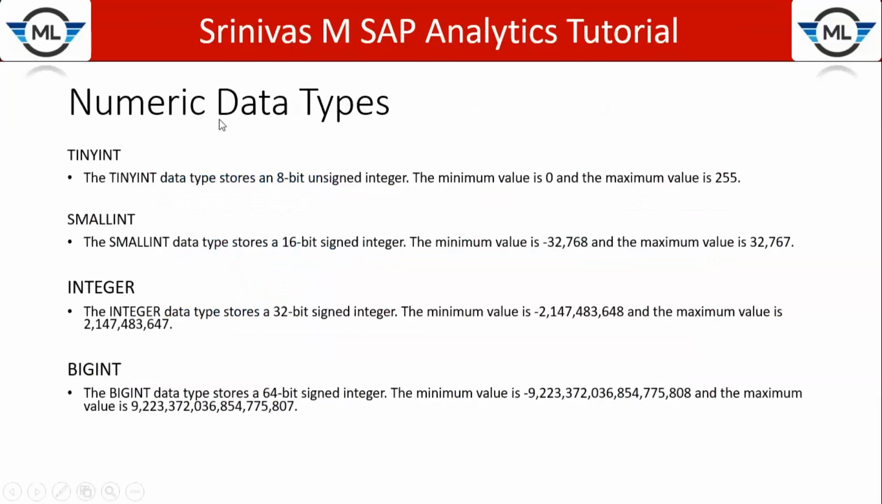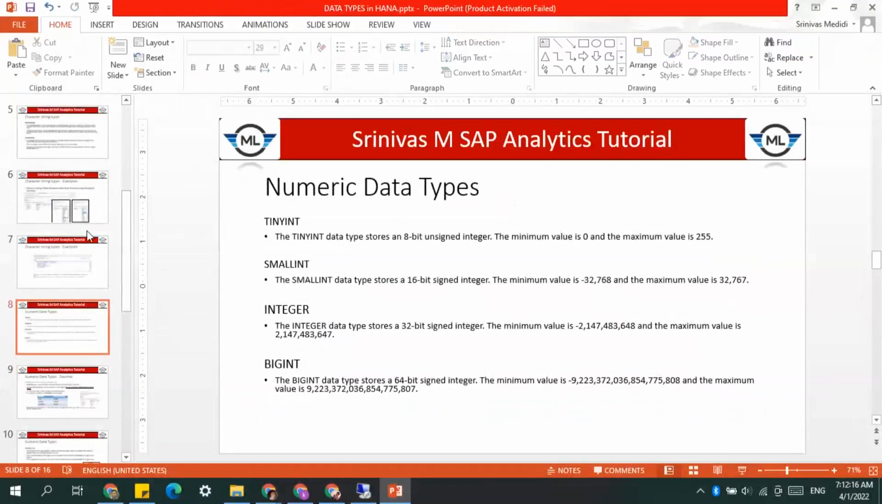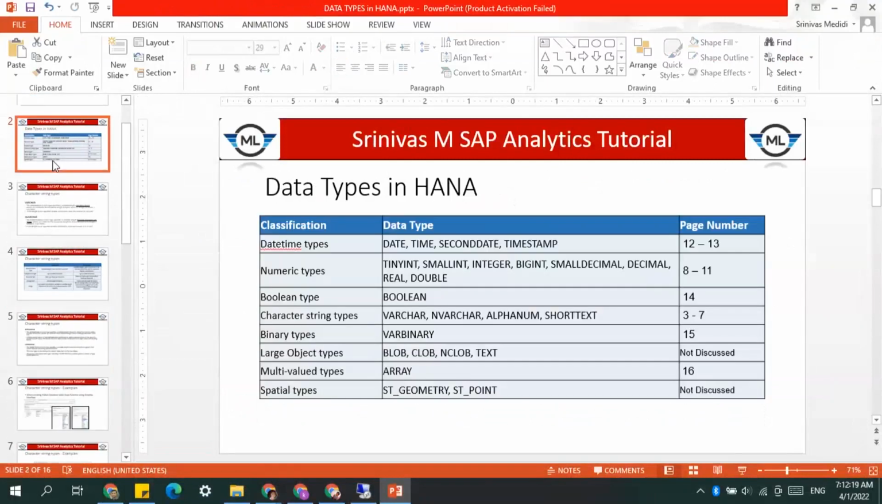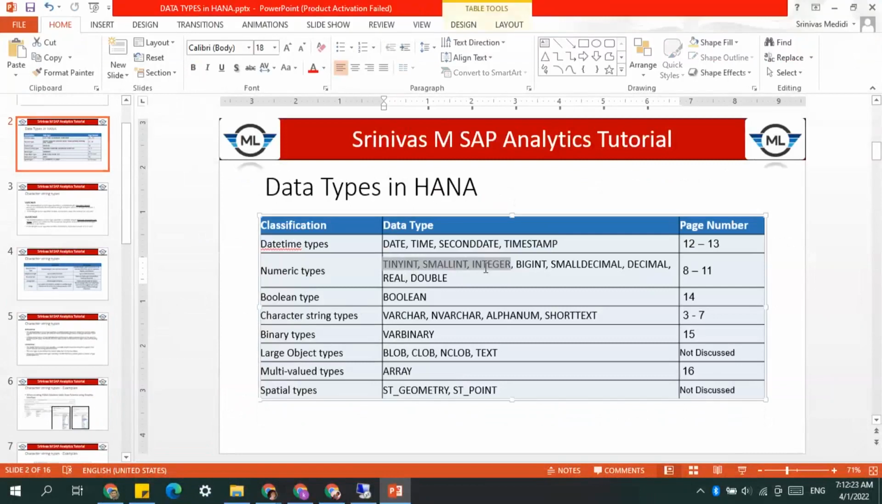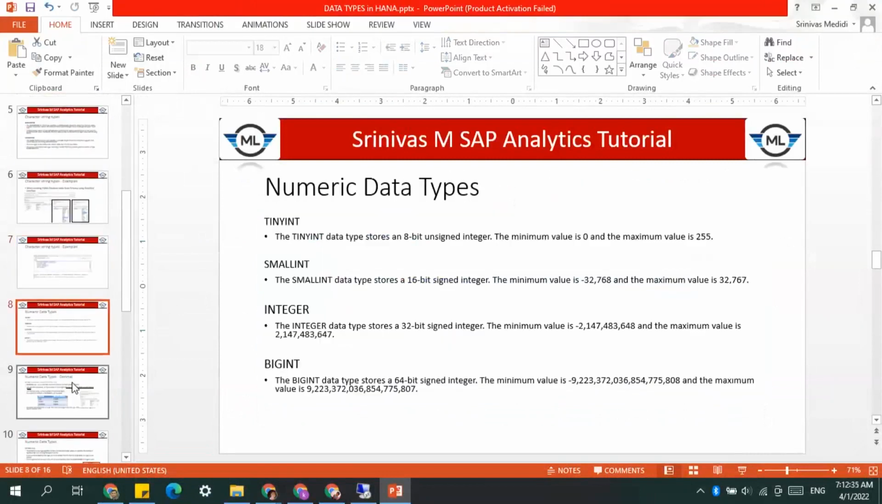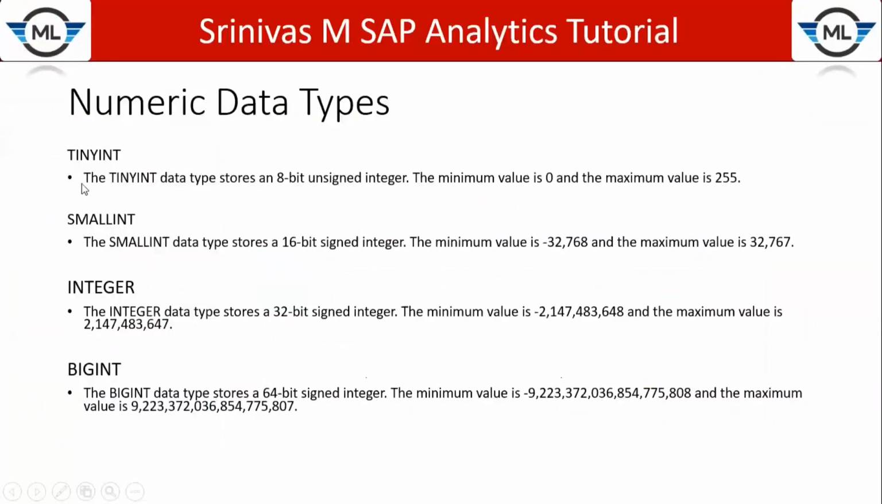So next, jumping into the numeric data types. These are the different numeric data types. We have tiny int, small int, integer, big int. One second, if I go to the initial screen, here we can see numeric data types clearly: not only tiny int, small int, integer, big int, but also decimal, small decimal, decimal, real, double. These all come under numeric data types. So coming back to this slide, here we will see the use of each one.